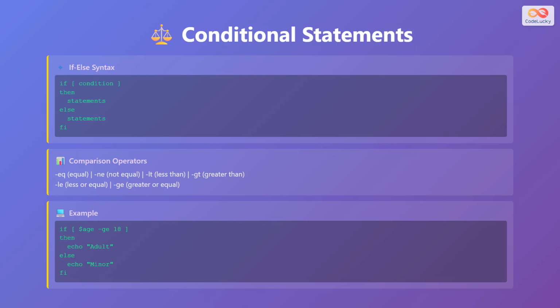Conditional statements allow your scripts to make decisions and execute different commands based on specific conditions. The basic structure uses if, then, else, and fi keywords. Inside the square brackets, you place your condition. Comparison operators include equals for equal to, not equals for not equal to, less than, greater than, less than or equal to, and greater than or equal to. For example, if your age variable is greater than or equal to 18, the script might echo the word adult. Otherwise, it echoes minor. This branching capability lets your scripts respond intelligently to different situations.